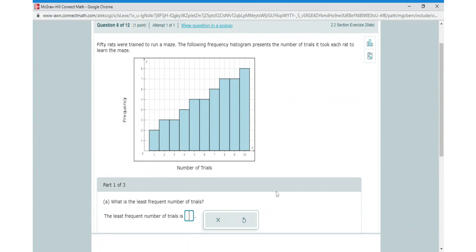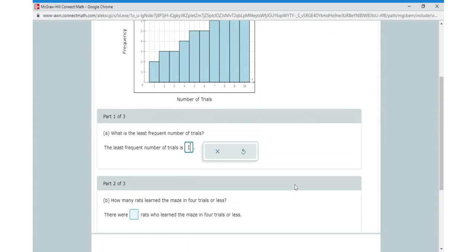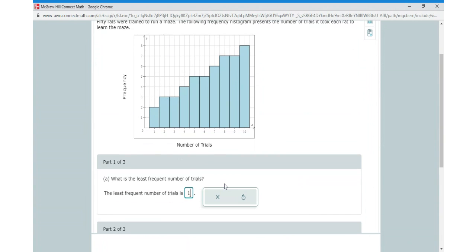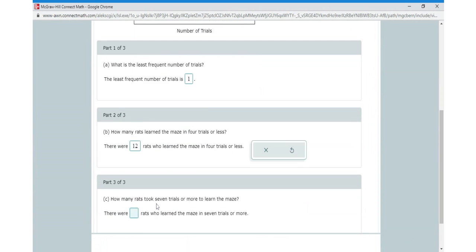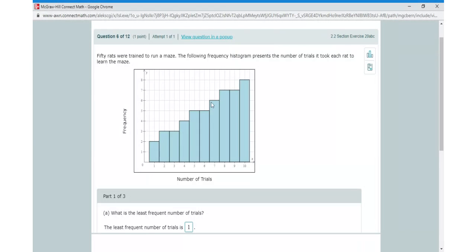So that's 1. How many rats learn the maze in 4 trials or less? So that means all of these 4 added up. So that's 2, 5, 8, and 4. So that would be 12. How many rats took 7 trials or more to learn the maze? 7 trials or more. So that would be these 4. So that's 6 and 7 and 7. So that's 20, because 14 and 6 is 20. So 28.